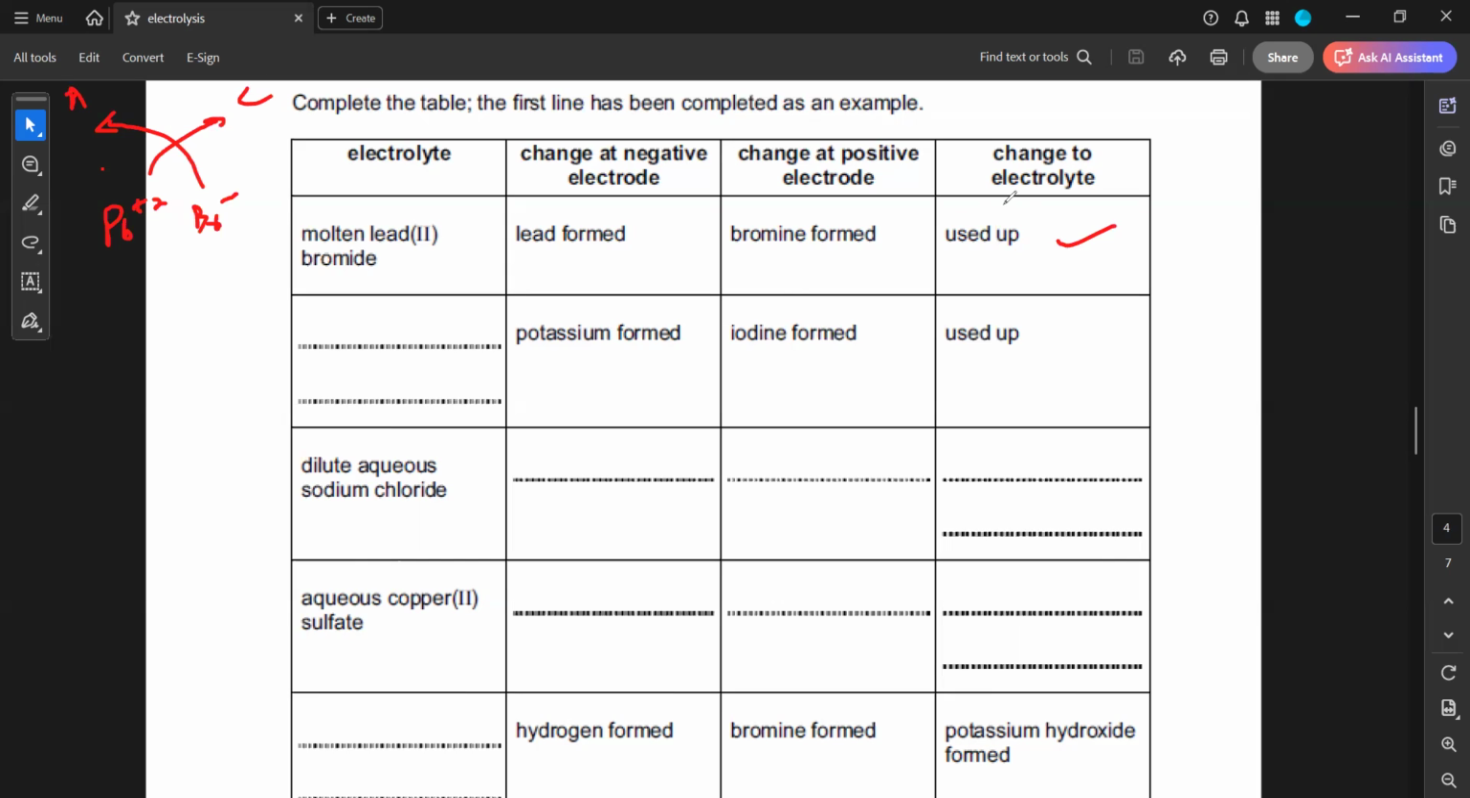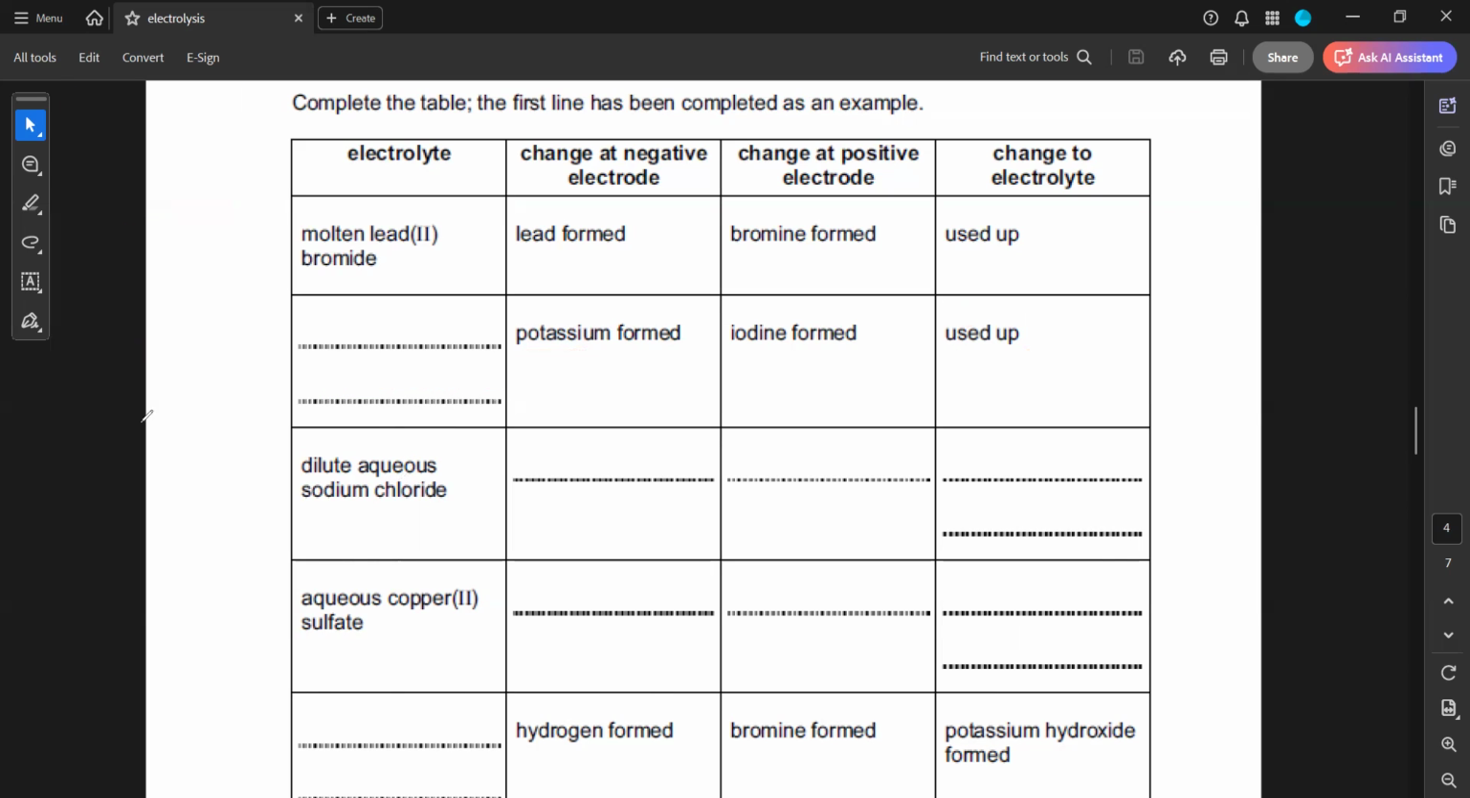The second line: the electrolyte is used up. If the electrolyte is used up, the state should be molten. Which molten substance? Potassium ion is moving towards the cathode and iodide ion towards the anode, so this is potassium iodide. We identify it as molten because, as I mentioned, the electrolyte is only used up when it's a molten substance.